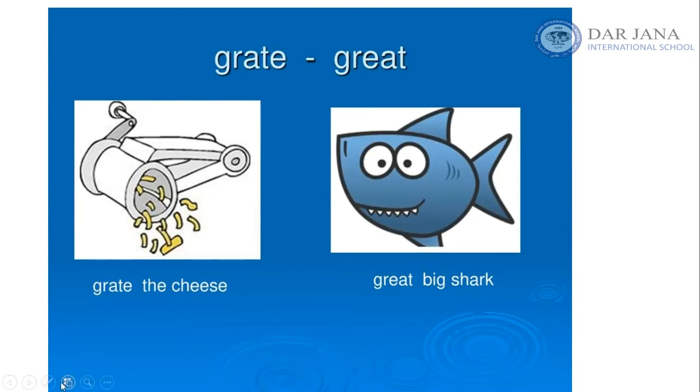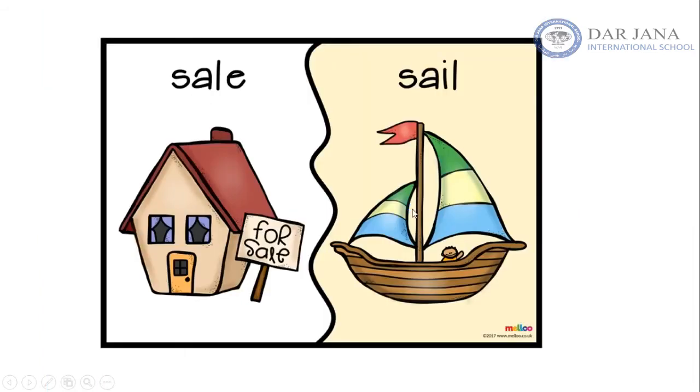Grate and great. So here we have the verb grate the cheese, which means to shred it, and great big shark, which is an adjective because it describes the size. Sail and sale. So sale, for example, let's go to Claire's. It's making a big sale. So it's when you want to buy something, we say it's on sale. And sail with the ship, which means to go in the sea.